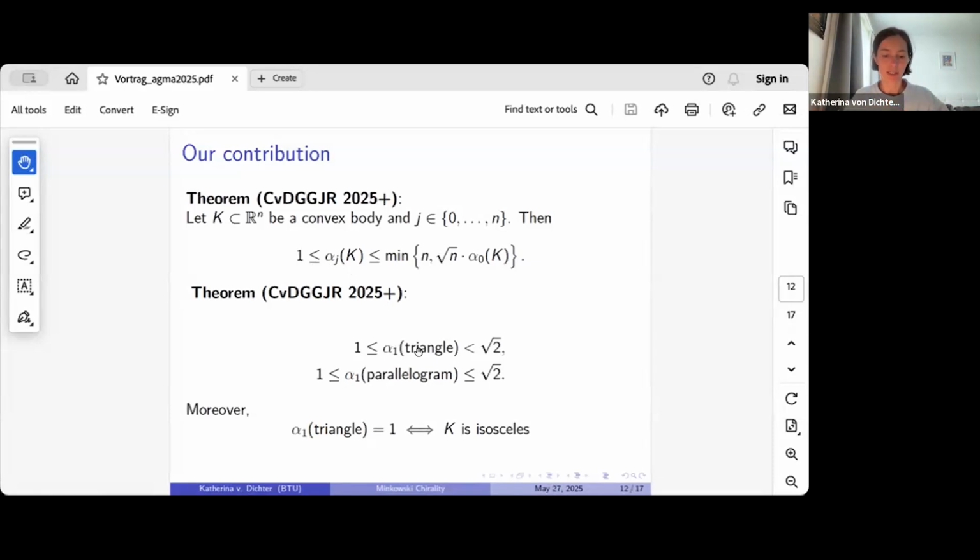The first special case that we have described is a triangle. We showed that the Minkowski chirality for the triangle lies between 1 and square root of 2. Then we have checked the parallelograms, and we have shown that the Minkowski chirality of it also lies from 1 to square root of 2. Please note that the upper bound for the chirality of the triangles is strict. And the lower bound can be fully described. We have shown that the Minkowski chirality of the triangle is 1 if and only if the triangle is isosceles.